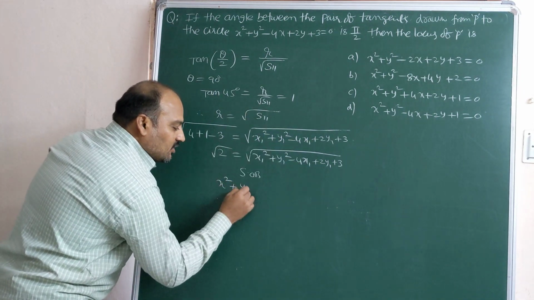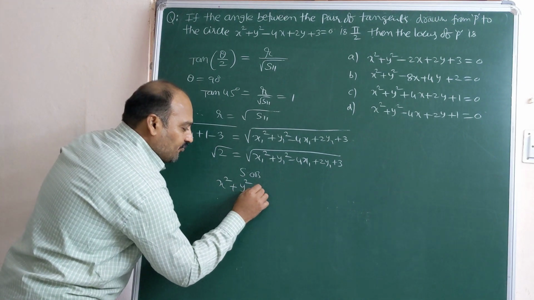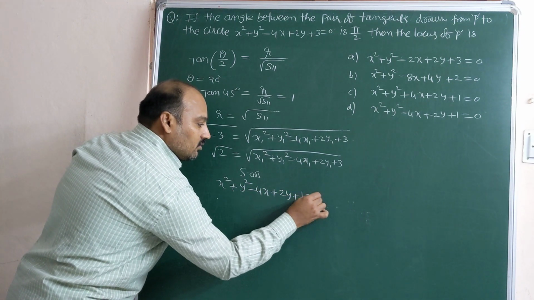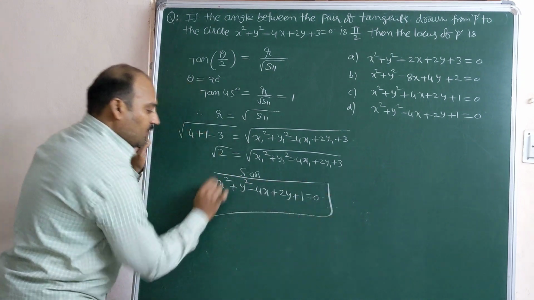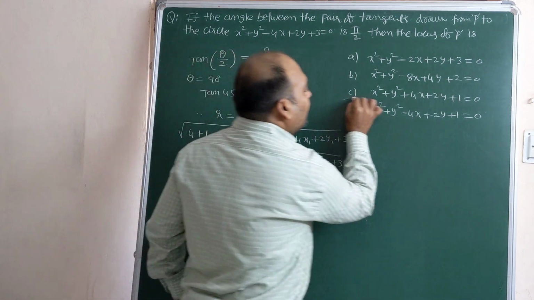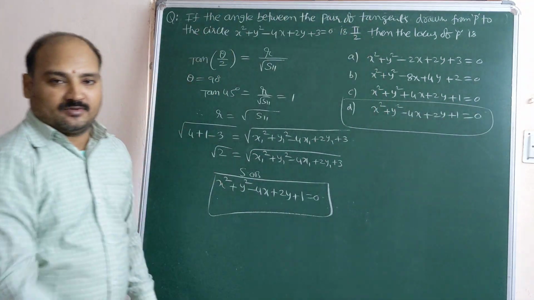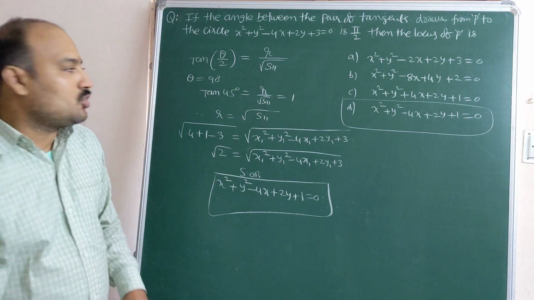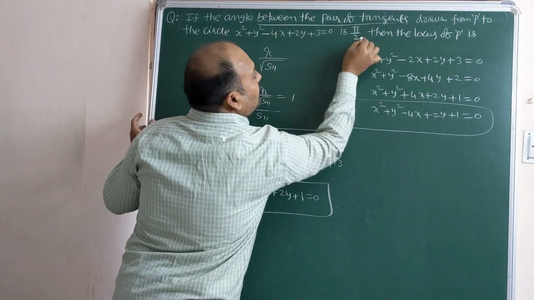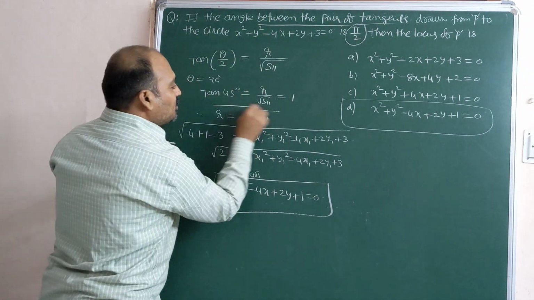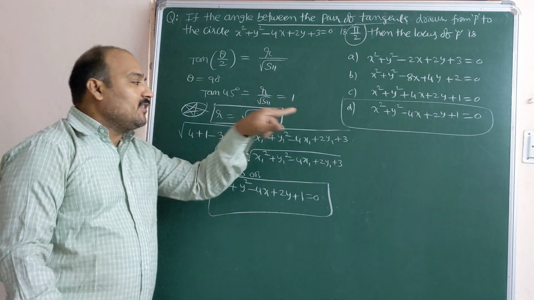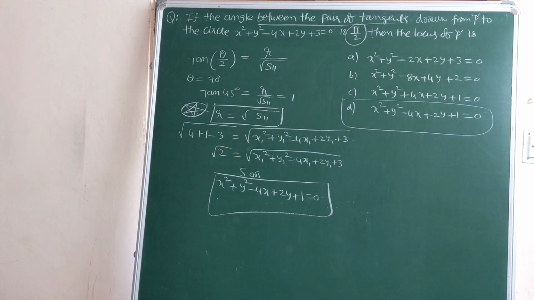So x square plus, locus means x1 I will remove and write it, minus 4x plus 2y, 3 minus 2 is 1. So therefore the required locus is x square plus y square minus 4x plus 2y plus 1 equal to 0, which is in the fourth option. I hope you understand. We'll move on to the next question. And one more important thing, whenever the angle between the pair of tangents is 90 degrees, always remember r is equal to root s11. Radius of the circle equal to length of the tangent. We'll move on to the next question.